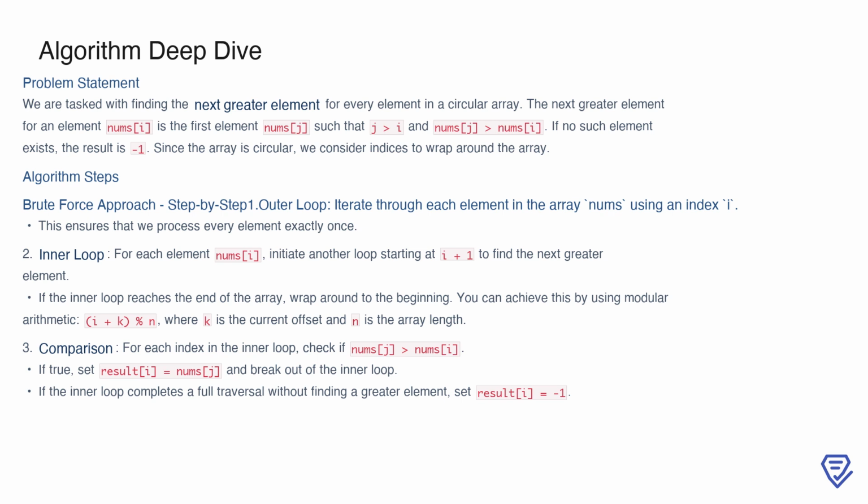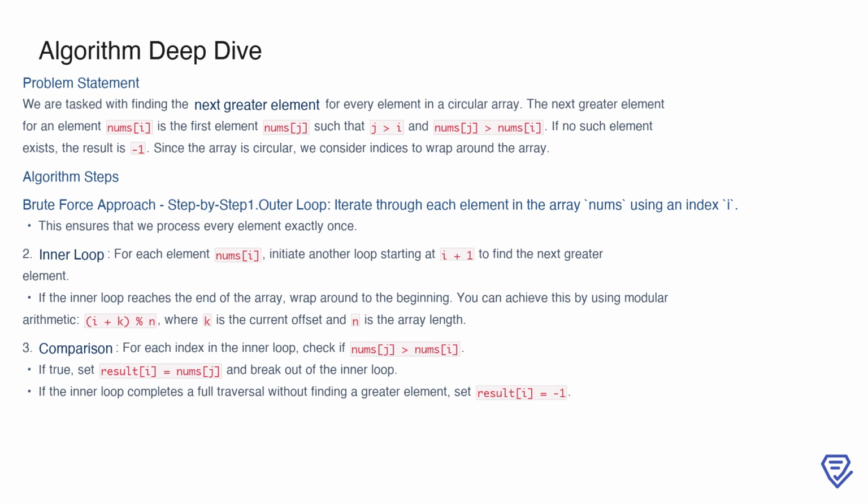To solve this, the brute force approach involves checking every possible pair of elements to find the next greater value. Here's how it works step by step. First, we iterate through each element in the array using an outer loop. For each element at index i, we launch an inner loop starting at the next index, i+1, to search for the next greater element. If the inner loop reaches the end of the array, we wrap around to the beginning using modular arithmetic to simulate the circular nature of the array.